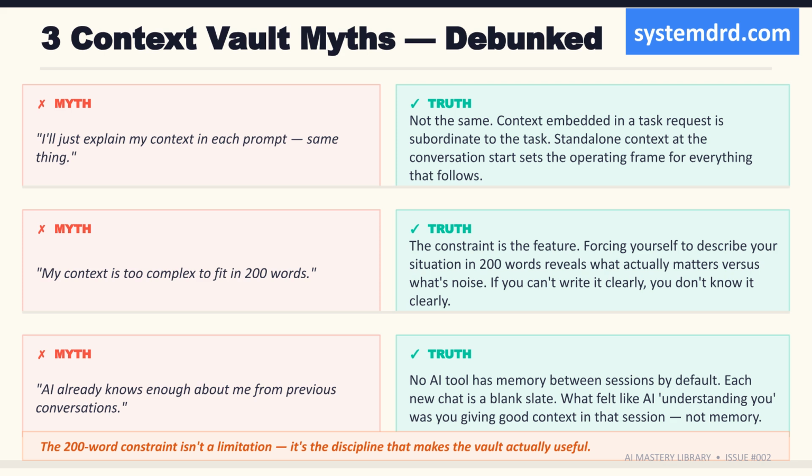That is the point. 3 myths I hear constantly. Myth 1, context embedded in a task request is treated as background to the task. Context set at the start of a conversation sets the operating frame. Myth 2, the 200-word constraint is the most valuable part. If you cannot describe your situation clearly in 200 words, you don't have clarity. Myth 3, AI doesn't remember you between sessions. Every new chat is a blank slate.